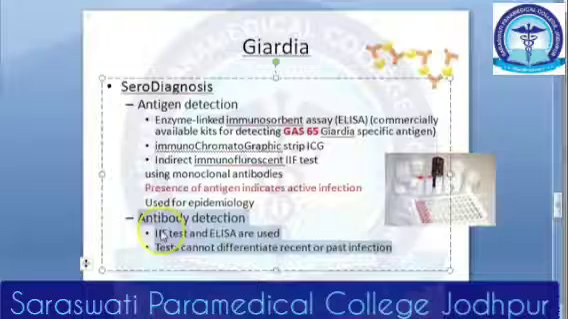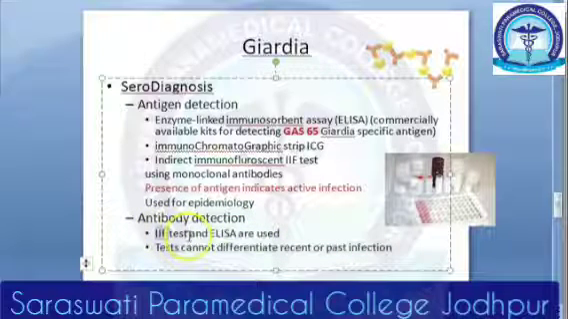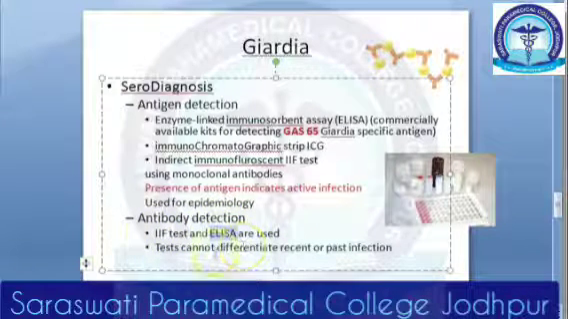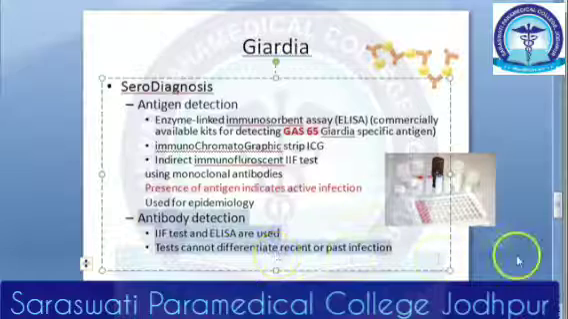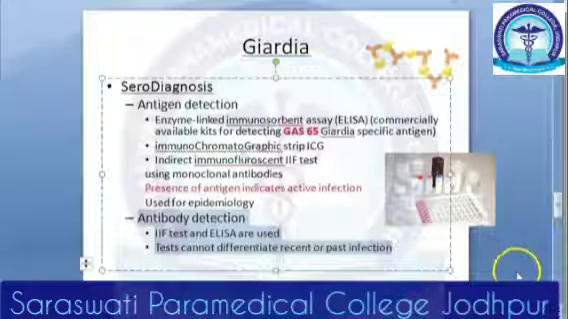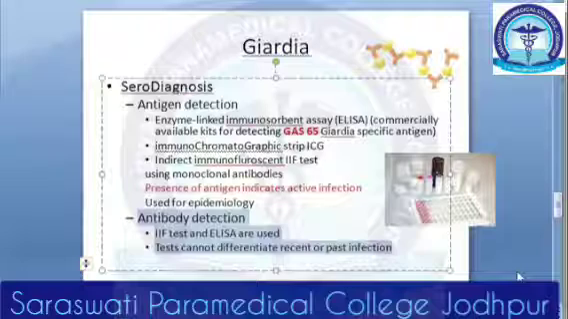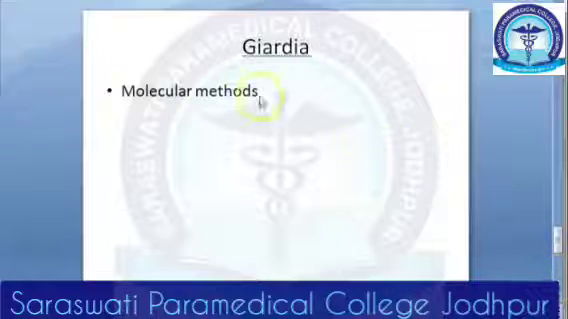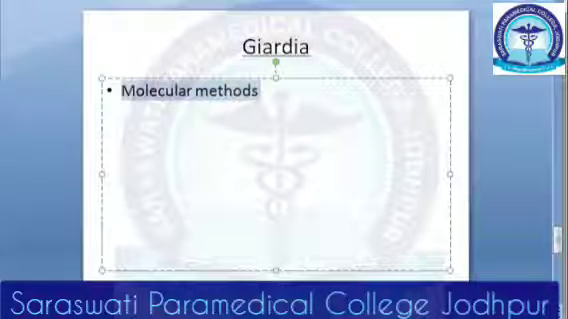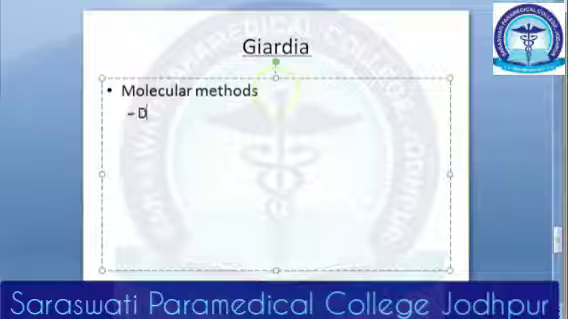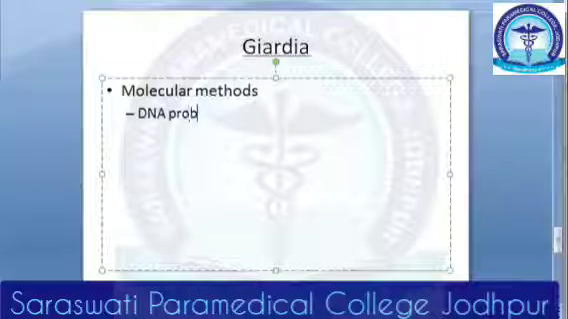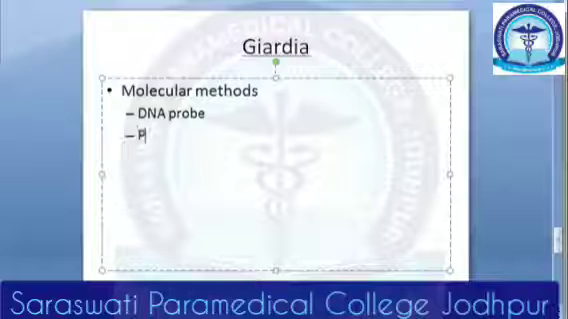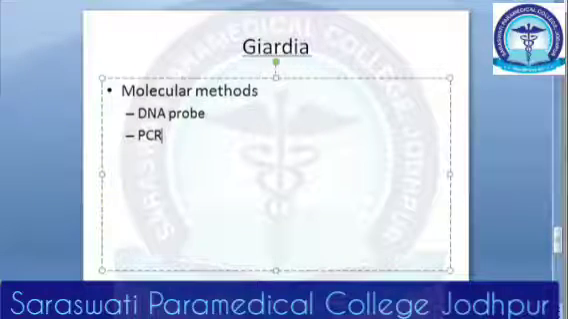For antibody detection, you can use the same things, indirect immunofluorescence and ELISA, standard things. With antibody detection, you cannot differentiate whether it is a recent infection or a past infection. Moving on, in lab diagnosis you also have molecular methods, PCR, DNA probe, etc. These are highly specific, right? Because they go to the DNA level.